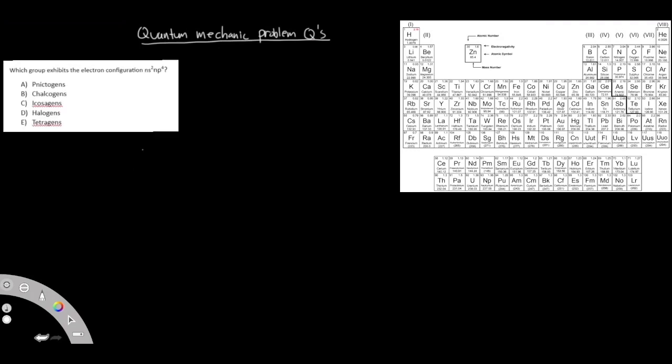Which group exhibits the electron configuration ns to the power of 2, np to the power of 4? Well, let's have a look at our questions. Well, A is a pnictogen. Well, the pnictogens are over here. These are the pnictogens. Now, why are they over there? Well, we should know that pnicto stands for poison and gen just stands for producing. So these are the poison producing ones.